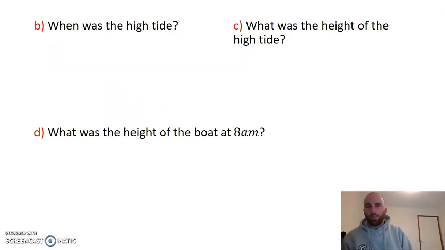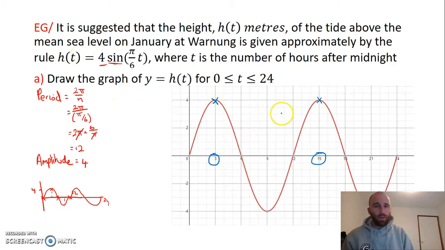Moving on to part B. When was the high tide? The high tide was at these crosses on the graph, when the maximum was 4. So the height was 4. We need to find those 2 times. From the graph we can see that's 3 and 15.